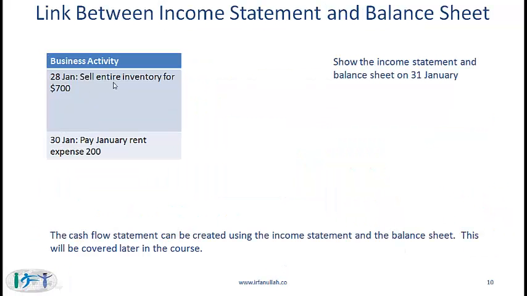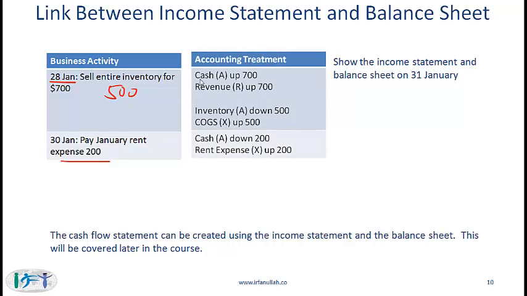John sells his inventory on 20th January for 500. This was $500 worth of inventory. So what are the accounting transactions for that? Plus he pays rent. You need to show the accounting transaction for this also.